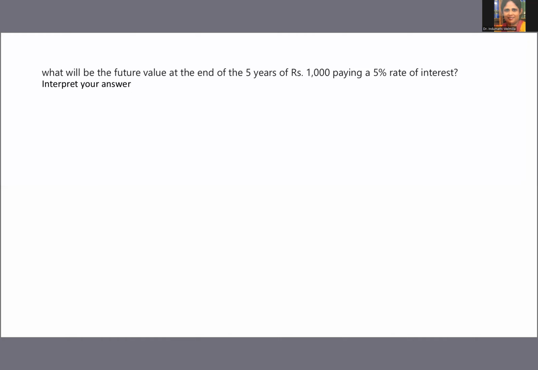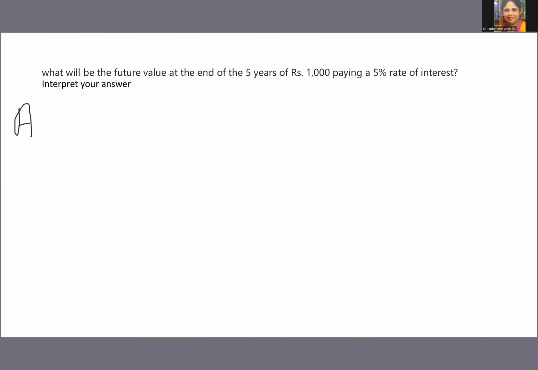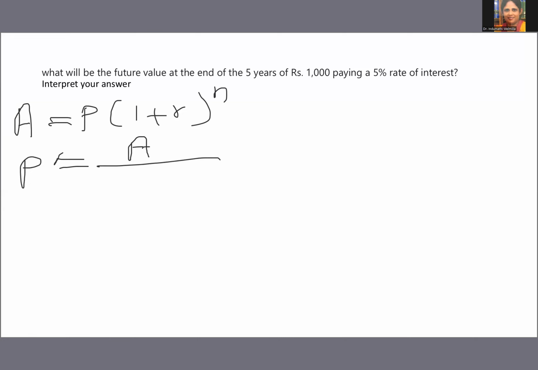Okay? So this is very important in making a financial decision. Here I will write the formula we can use to find the compound interest: A equals P(1 plus R)^n. That's the basic one. Again, the same formula we can write this way: P equals A divided by (1 plus R)^n. Okay, the same formula.